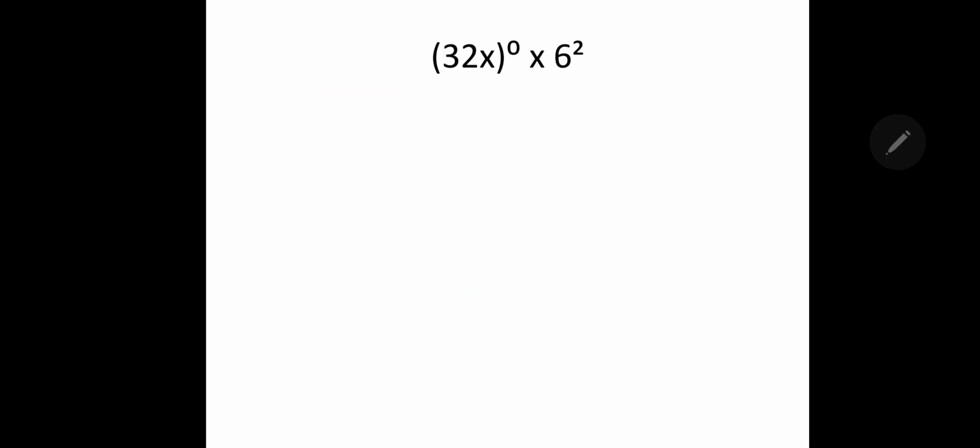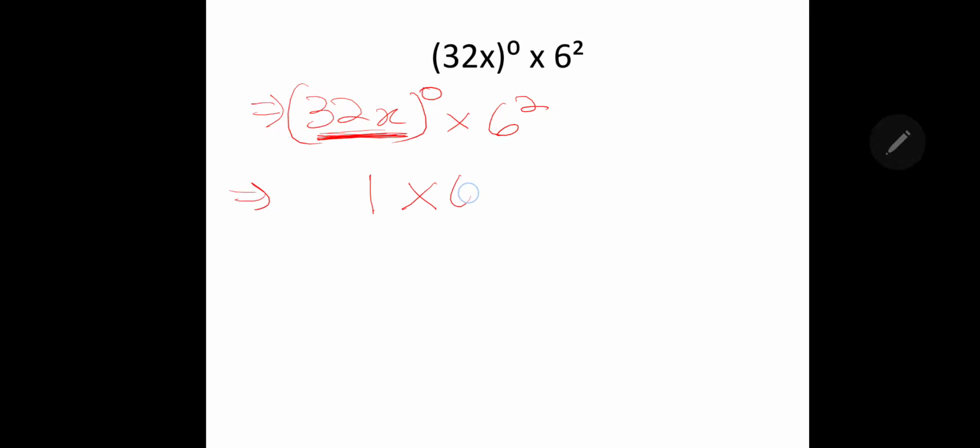The next. So you have your 32x raised to the power 0 times 6 squared. You know any non-zero number raised to the power 0 is 1. So from the fourth law, this becomes 1 times 6 times 6. And this becomes 36. And we are done.